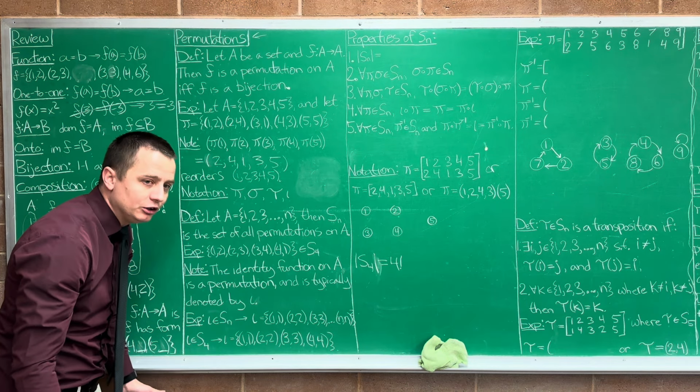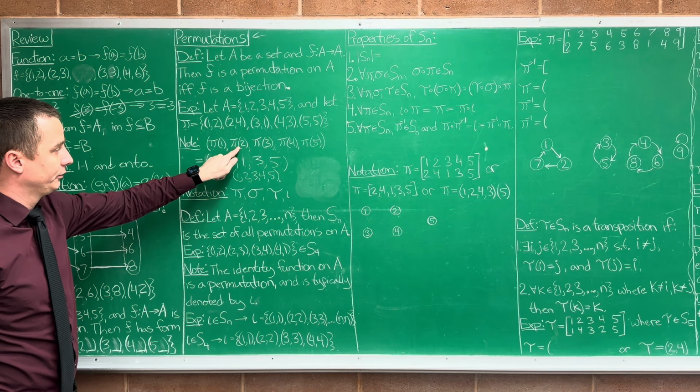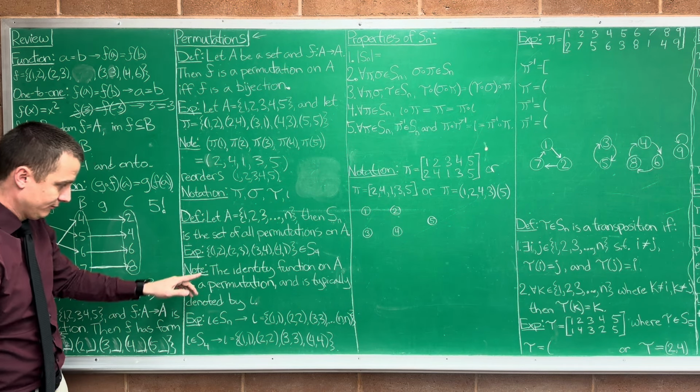Whatever it maps 1 to is the first element. Whatever it maps 2 to is the second element. Whatever it maps 3 to is our third element. Whatever it maps 4 to is our fourth element. Good? Just like what we did up here. Whatever pi mapped 1 to was our first element. Whatever pi mapped 2 to was our second element, etc.